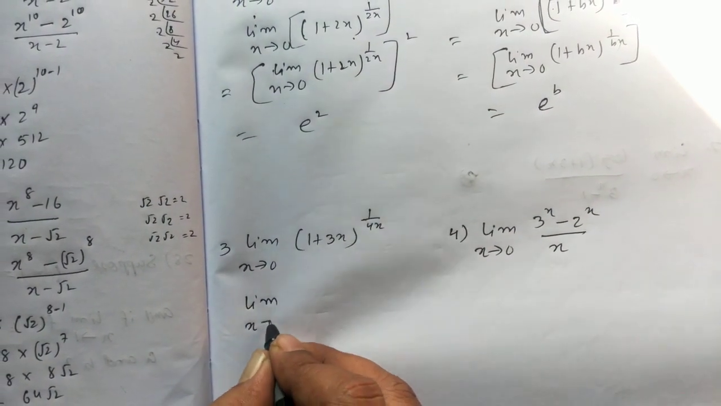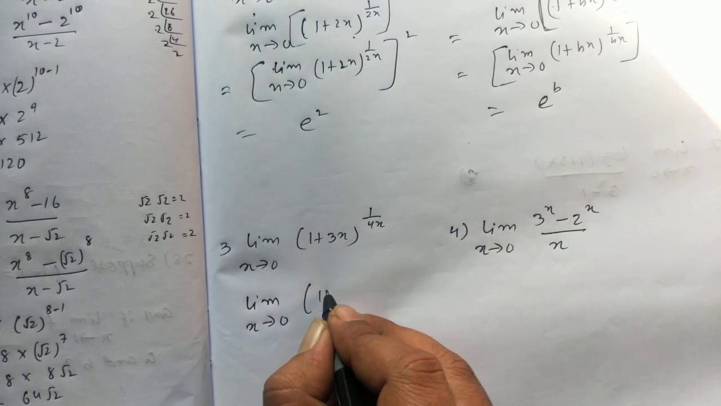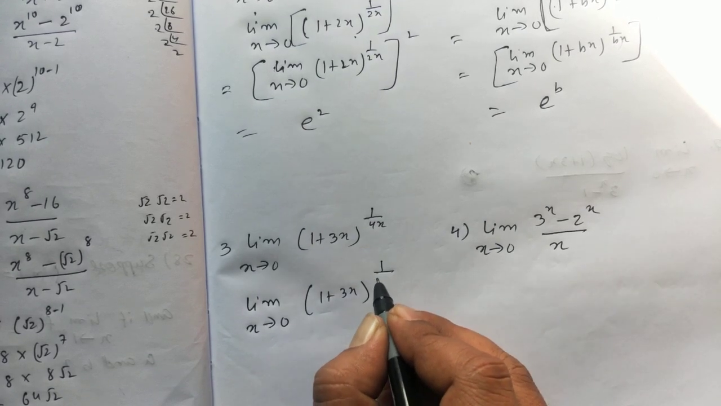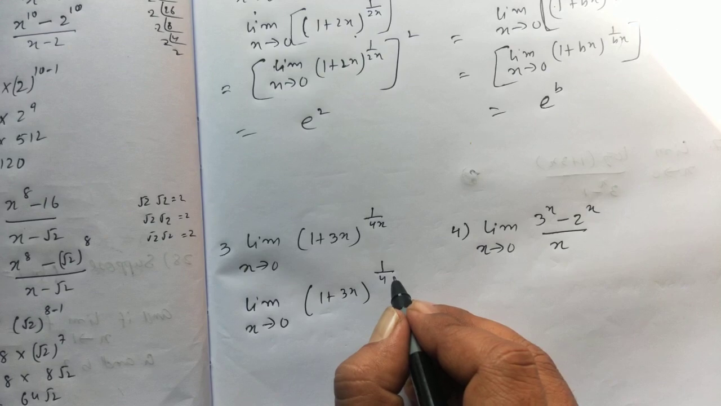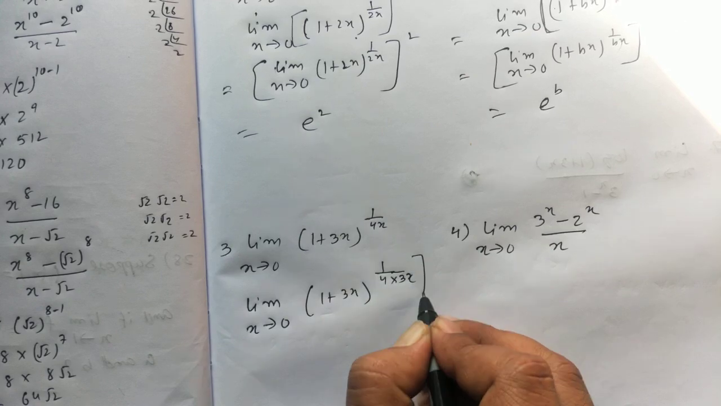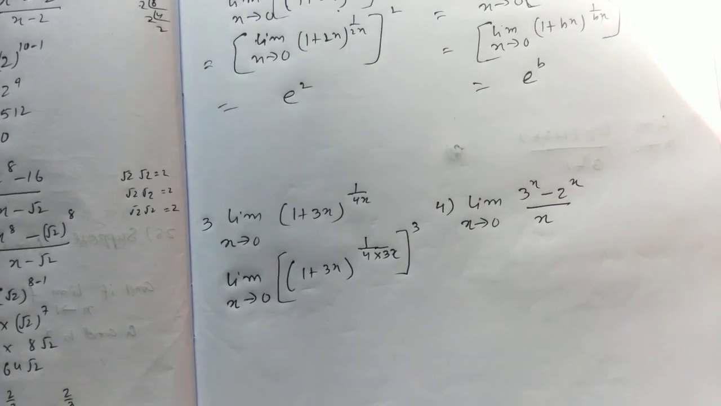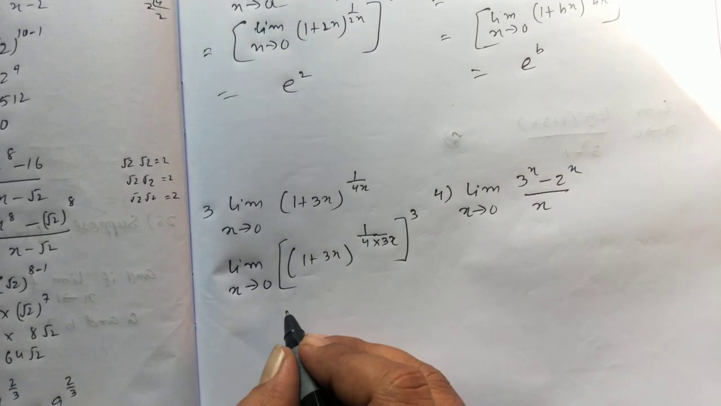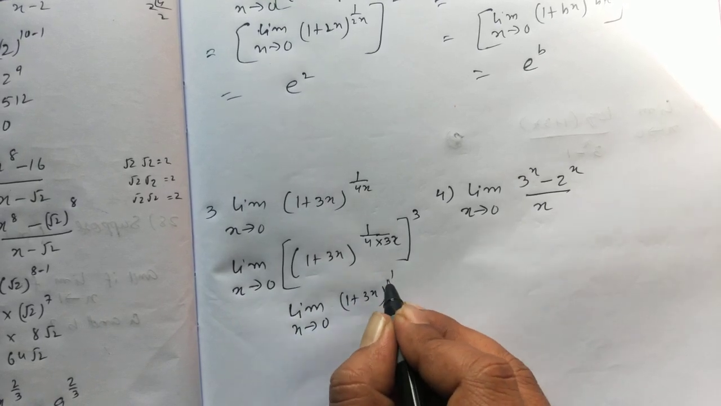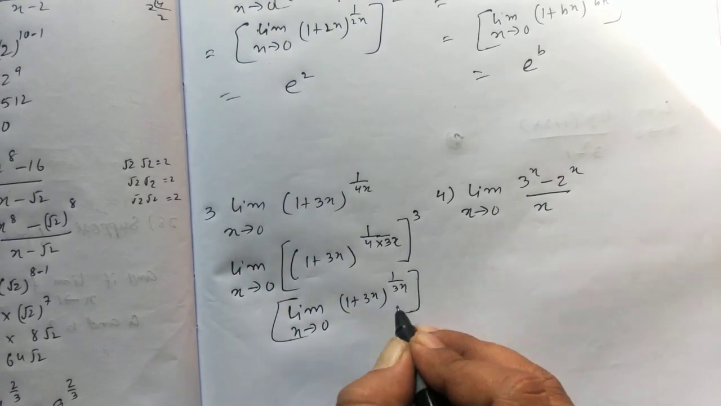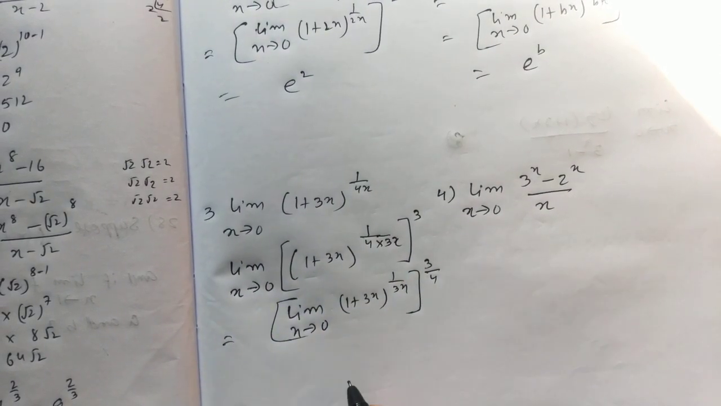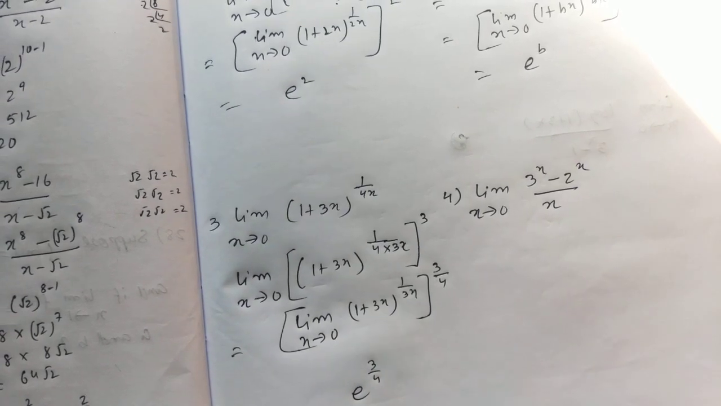Let's do this also. Limit x tends to 0, 1 plus 3x, power 1 by 4x. I need 3x, so I'll multiply by 3 and the power will be 3 here. So we can say limit x tends to 0, 1 plus 3x power 1 by 3x I can write. This power also I can take common, so 4 is downside. For the whole thing I can write e to the power 3 by 4.